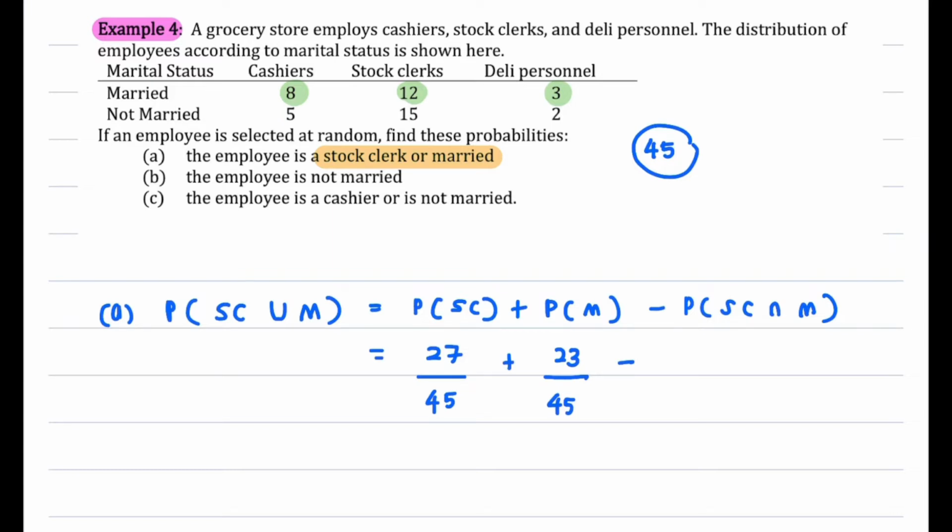Meaning that the same person is a stock clerk and also married. So you have only 12, so 12 over by 45. Just calculate all the values: 27 plus 23 minus 12, then you have 38 over by 45. That is your answer for part A.